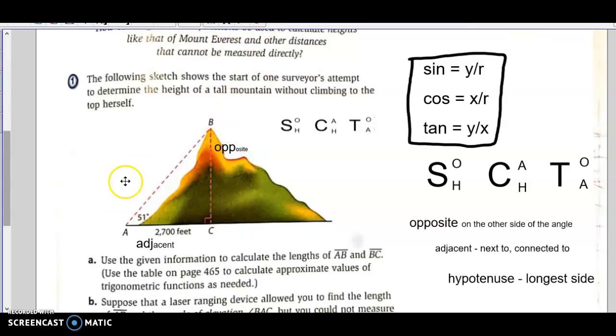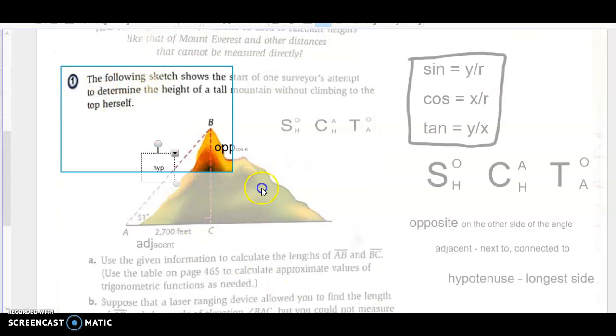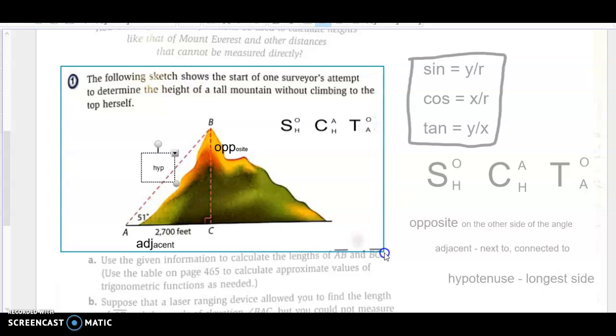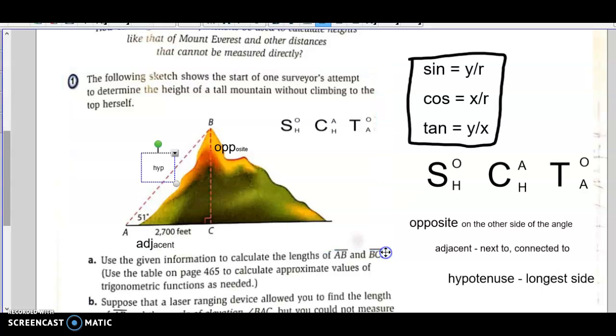And then our hypotenuse side is always our longest side. So let's label that there. We're going to take a look at this picture and find our two missing side lengths. We know one side is 2,700 feet. We're going to find the other two. So here we go.